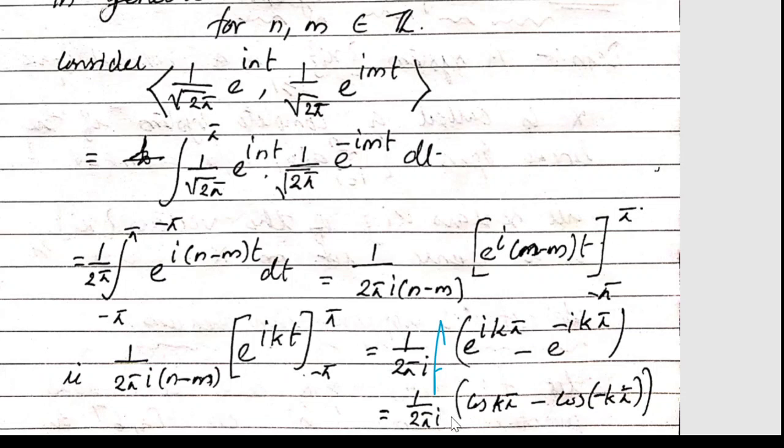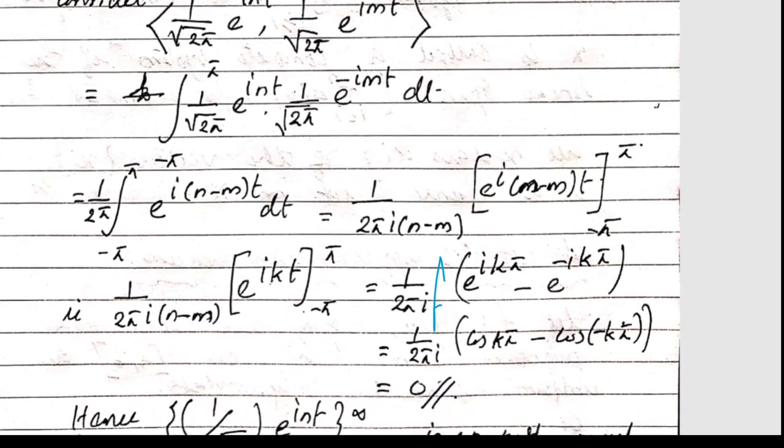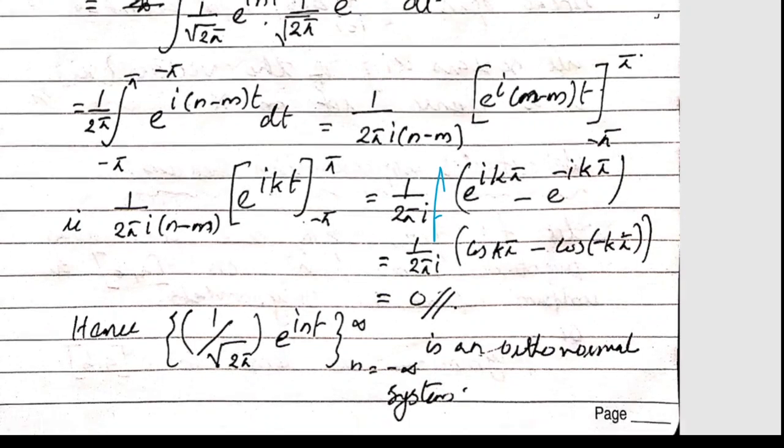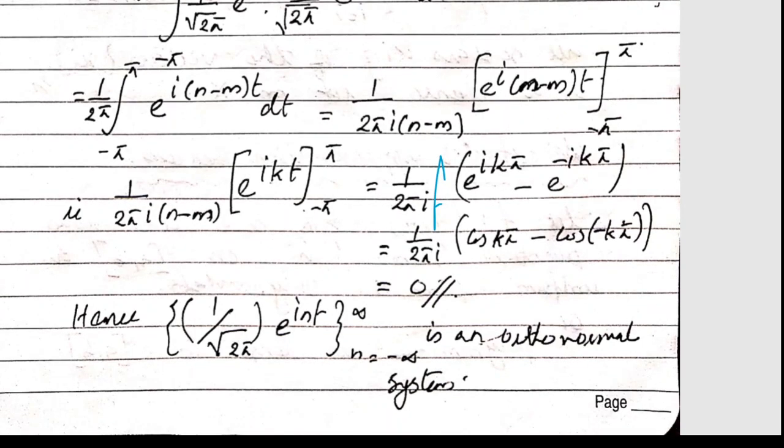Here also I missed that k. So here there is some n minus m, and I should incorporate that n minus m here and here also. So hence we get that this system is an orthonormal system. We have proved that the norm of the system is equal to 1 and any two members of the system are mutually orthogonal.